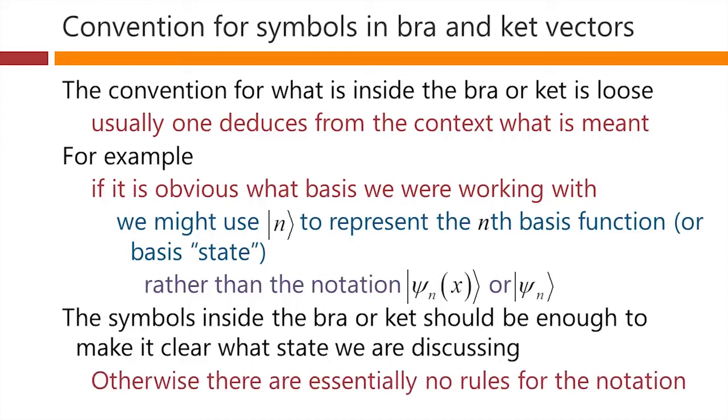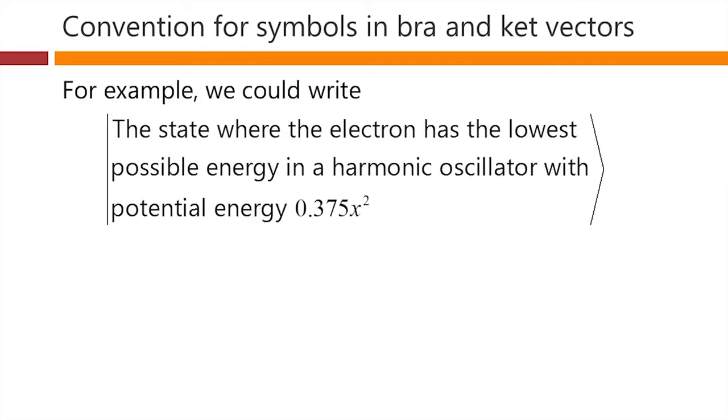Otherwise, there are actually really no rules for this notation. What's inside here is just a label that tells you what the state is. For example, we could write this expression, all of this entire sentence here, and put it inside a ket vector. There's nothing wrong with that mathematically. This statement in here is enough to tell you what this ket vector is representing. It's rather silly to write it out in this way, but this is perfectly legal mathematically. What's inside the ket vector is just a label that describes for you what the state is.